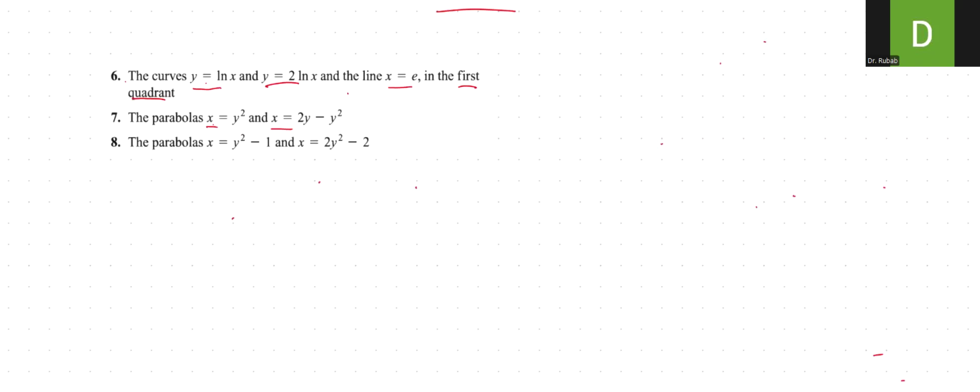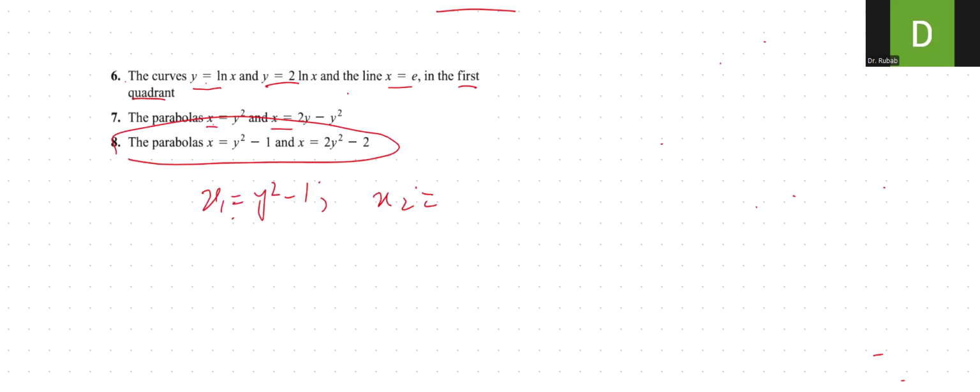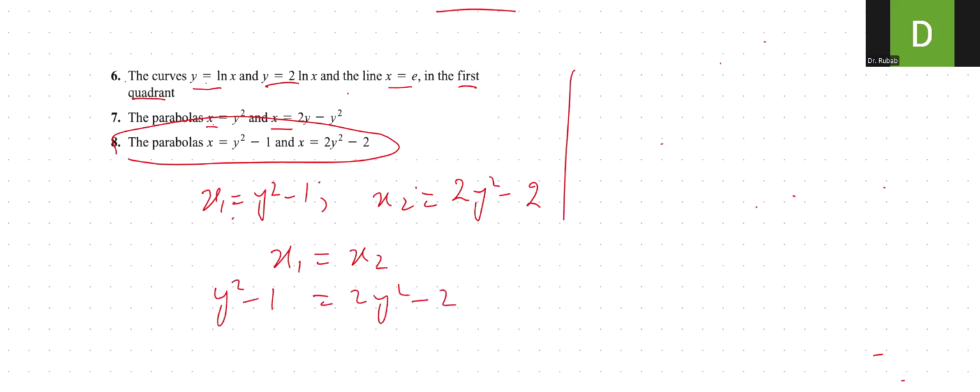Now we will discuss the 8th question. You have limits x1 is equal to y square minus 1 and x2 is equal to 2y square minus 2. The missing limit means take the point of intersection, compare them. So y square minus 1 is equal to 2y square minus 2. We solve this equation. It becomes y square minus 1 minus 2y square plus 2 is equal to 0. So this is minus y square plus 1 is equal to 0.